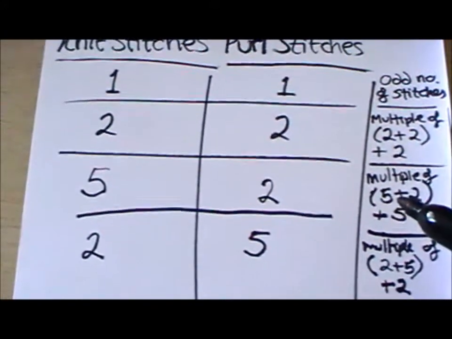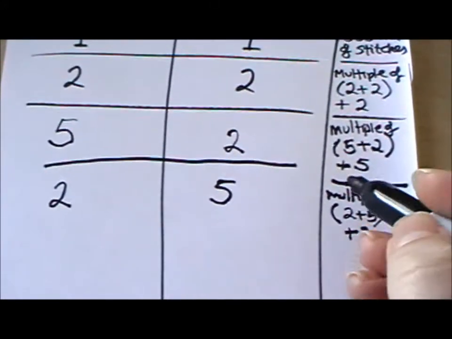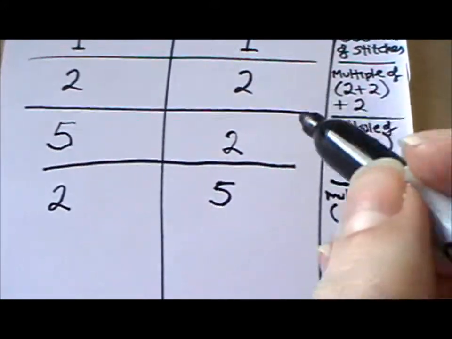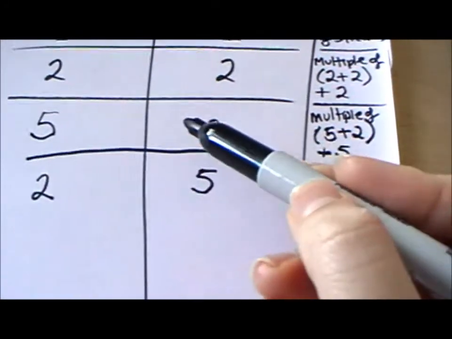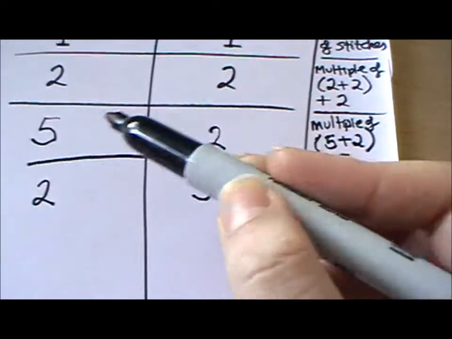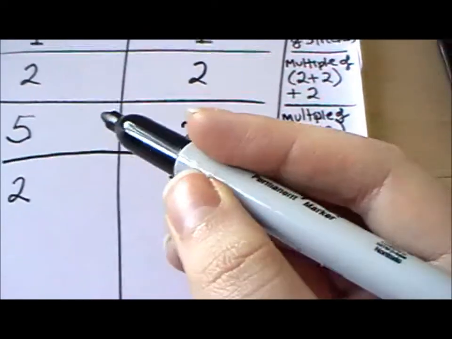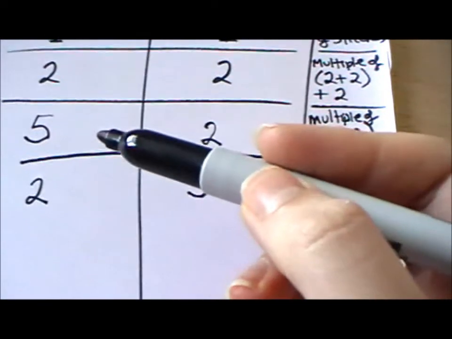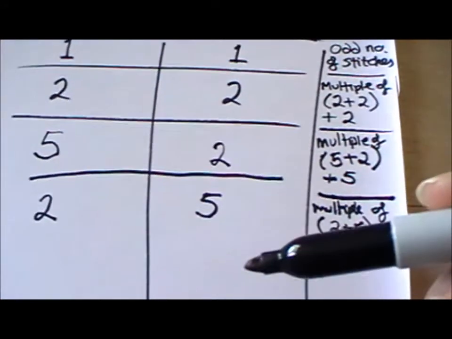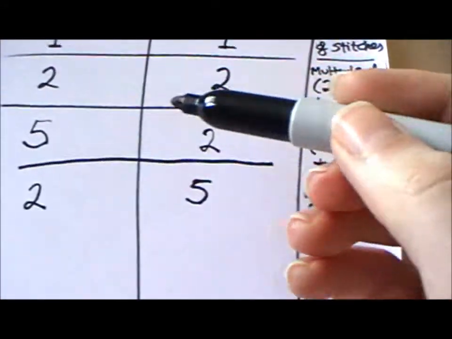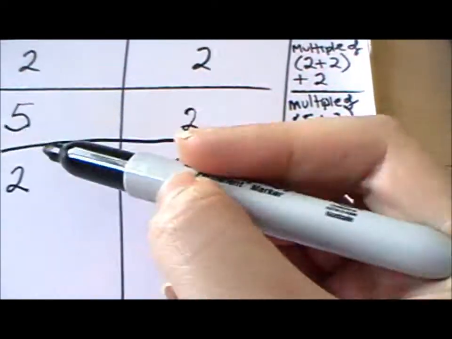So for this one, once you've cast on with a multiple of 7 plus 5 stitches, you always start with the knit. So you knit 5, purl 2, knit 5, purl 2, knit 5, purl 2, knit 5, and you'll always end on the same stitch you start with. So you'll start with knit 5, end with knit 5, and the next row you'll start with purl 5. So you always start with this number.